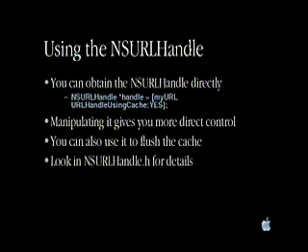One of the reasons for this is so that NSURL handle itself can provide a more complex API. And when you need to do more sophisticated URL work, you work directly with the NSURL handle. You can obtain a handle by passing the message URL handle using cache, yes or no. Once you've got the handle, you can manipulate it for more direct control. You can also use it to flush the cache. So if you find, once you've used the data as many times as you need to, you can then flush the cache and empty memory. And for the full details, I'm going to point you towards nsurlhandle.h.